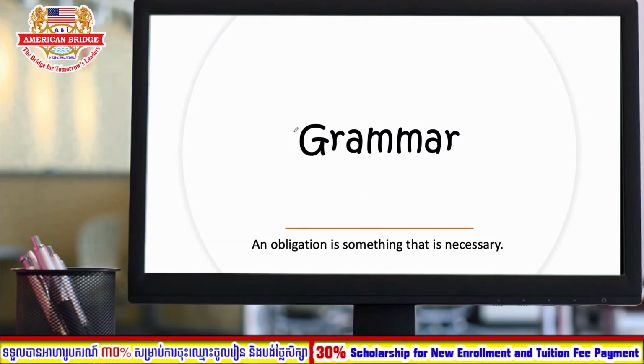Now this is the last part of our video lesson. We study grammar. In the grammar lesson in this part, we study obligation, which uses modal verbs to express it. So what is obligation? An obligation is something that is necessary, that is important. And we have two levels: very necessary, very strong, and not very strong.